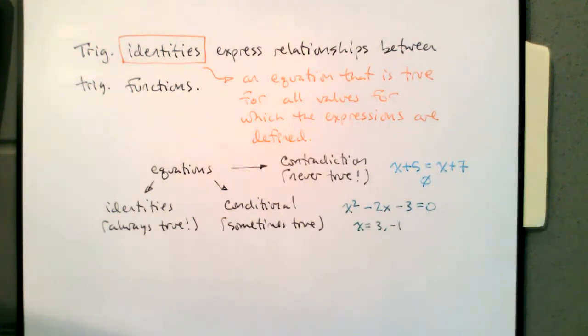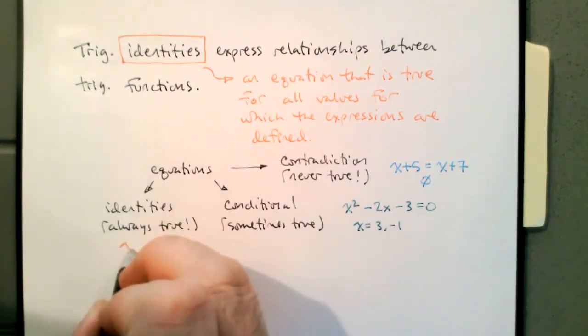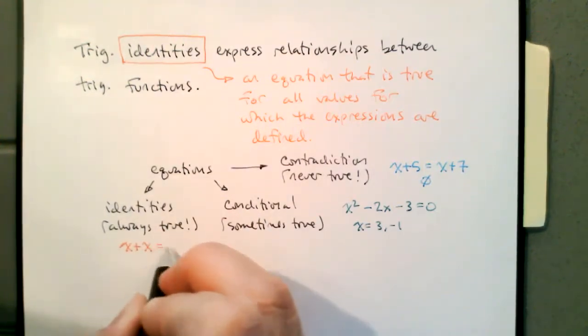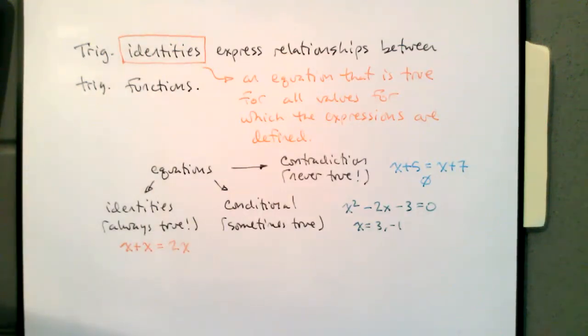And then we have identities. These are equations that are always true. I like using x plus x equals 2x because we always replace x plus x with 2x when we see it. That's called simplifying, because x plus x is always equal to 2x.